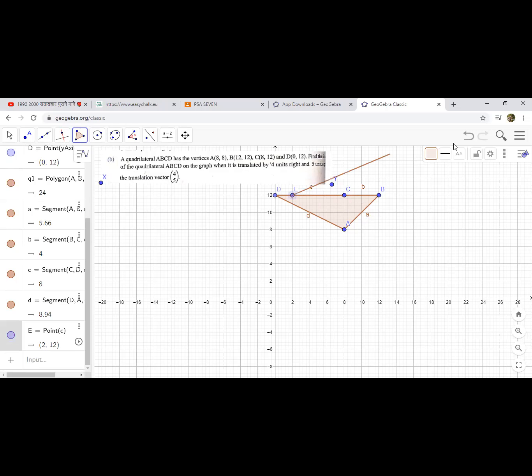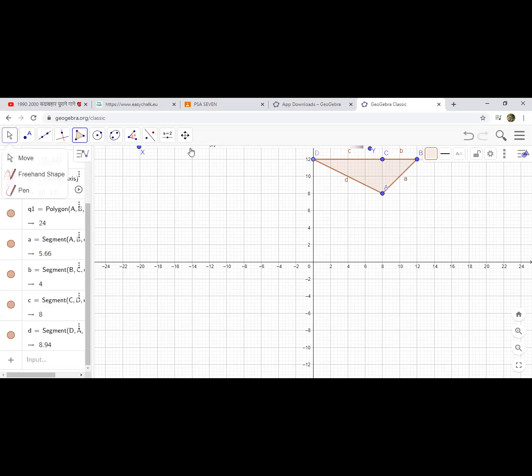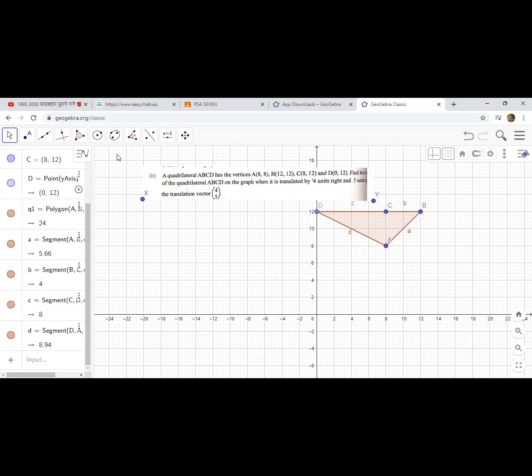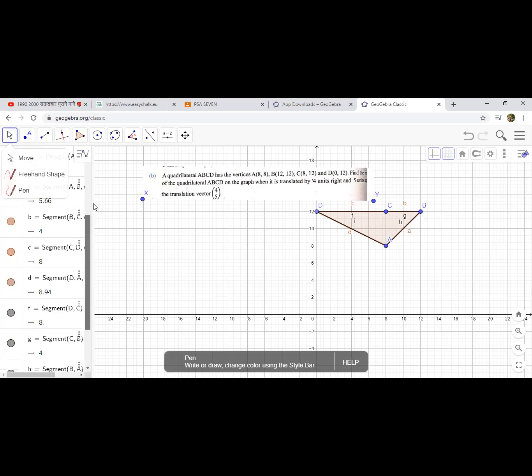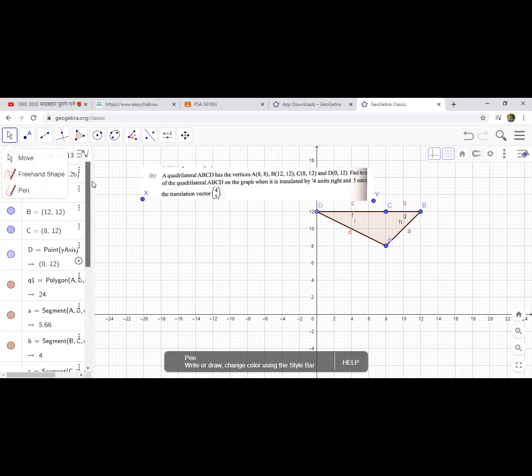Okay, just a moment here. Let me use a different color for each side here. Okay, let me use the segment tool. I will show you with different colors. And let me hide this quadrilateral.